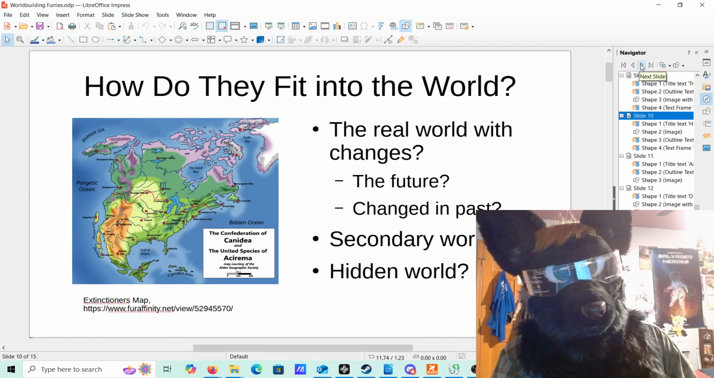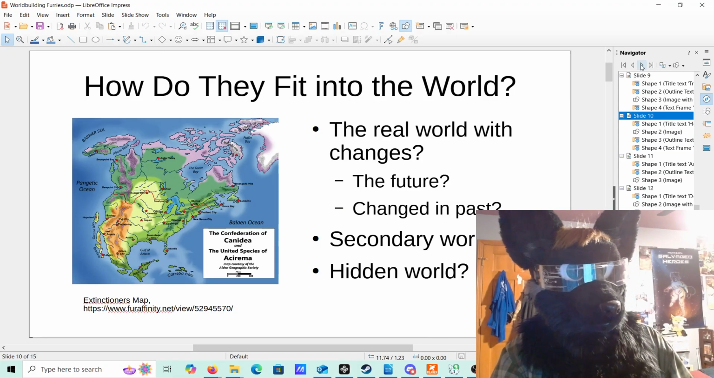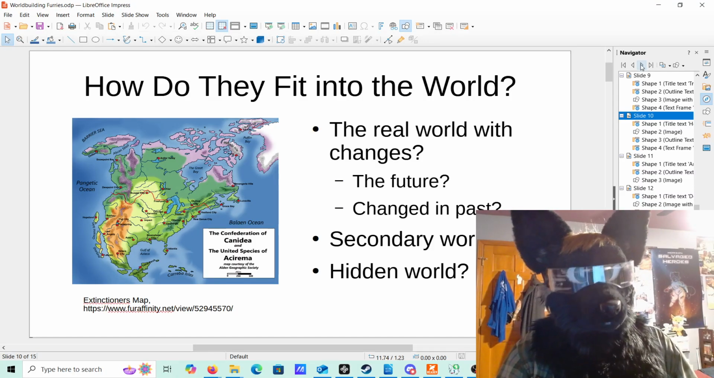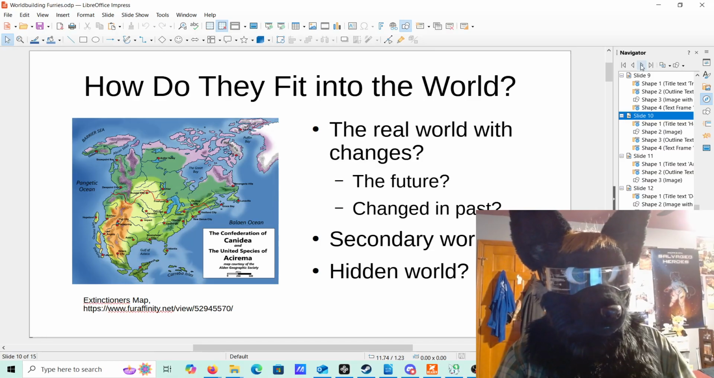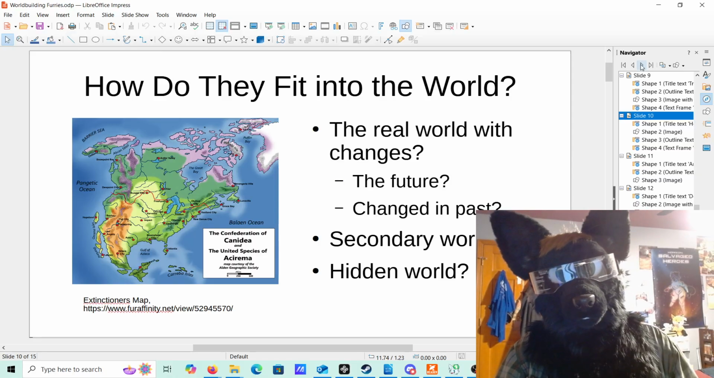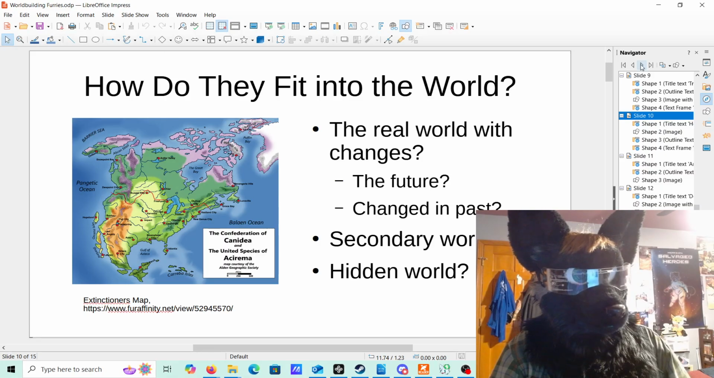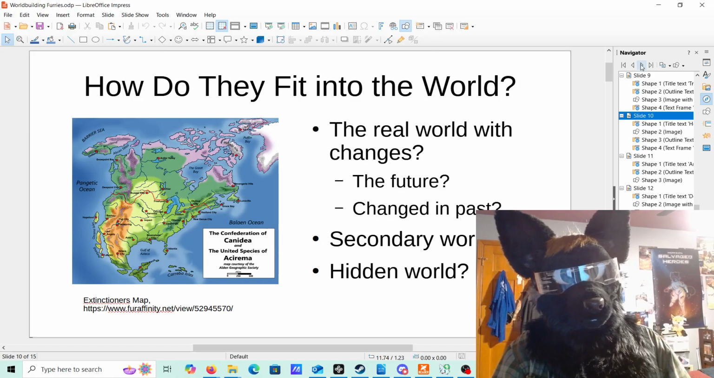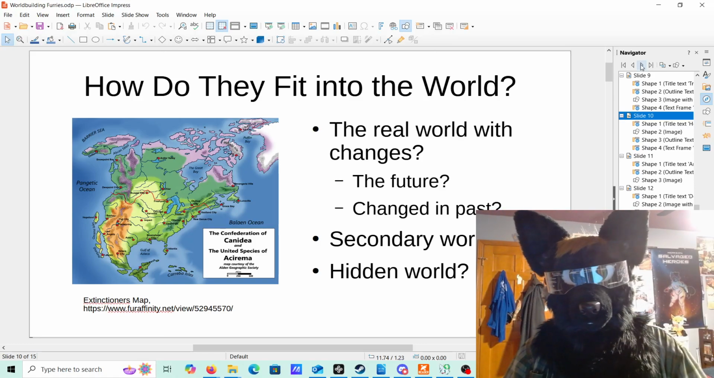Now, that gets into the third question, and final question. How do they fit into your world? You need to figure out what kind of world you've got. Is it the real world with some changes? Is it in the future? Or is it an alternate timeline that diverged at some point in the past?